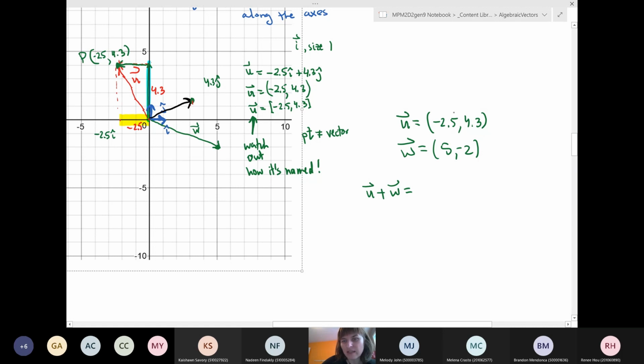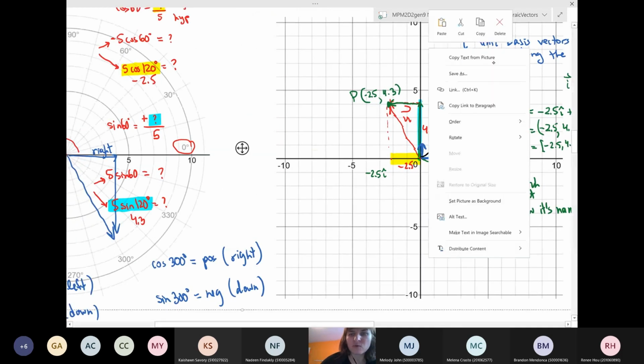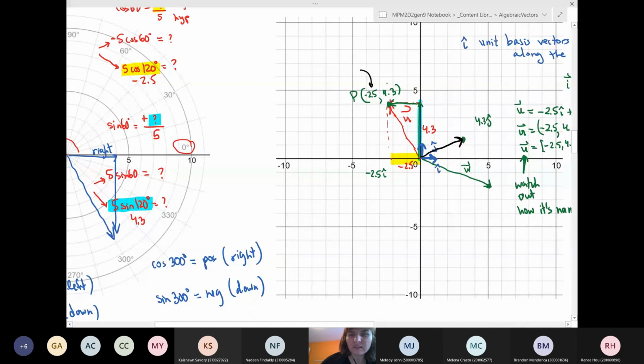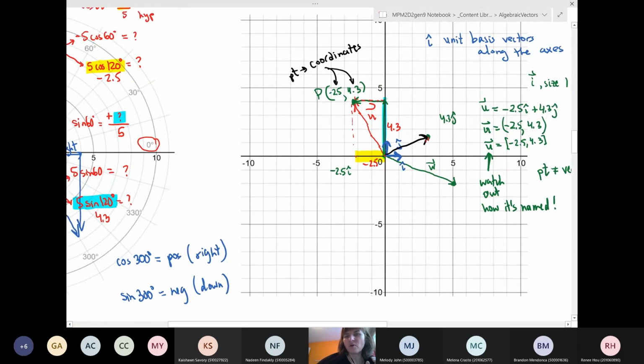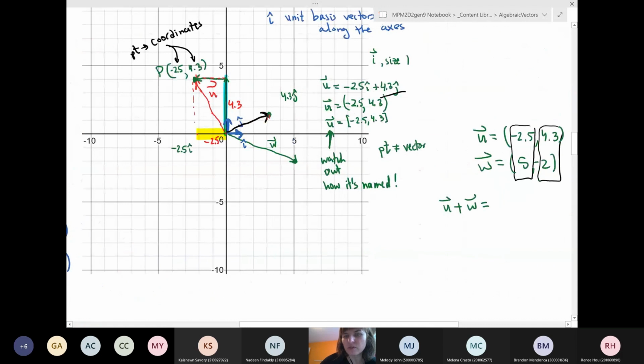If you were to add like components here, notice how I'm using the word components. That's another thing I should say. For a point, we call these two numbers coordinates because it's a point. For the vector, we call those two things right here components, even though they look the same in terms of notation, but we use a different word.